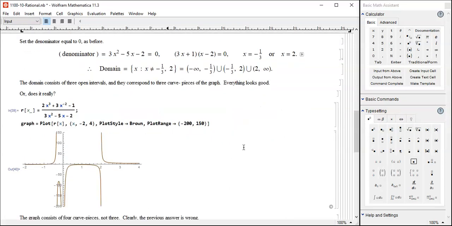Actually, the graph consists of 4 curved pieces, not 3. Look at this. This is extremely stretched. Horizontally, it goes from -2 to +4, but vertically, it goes from -200 to +150. And look at this curved piece down here. Everything is taking place between 0 and -1/3 in terms of x-coordinates, but in terms of y-coordinates, it's beginning from -80 or something. So to the naked eye, it's really difficult to see.